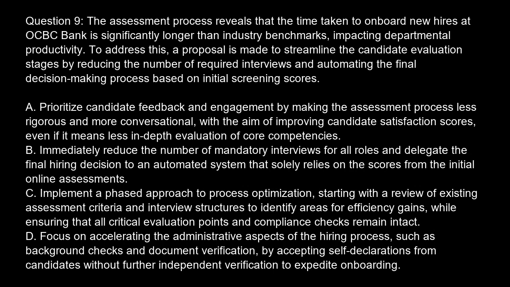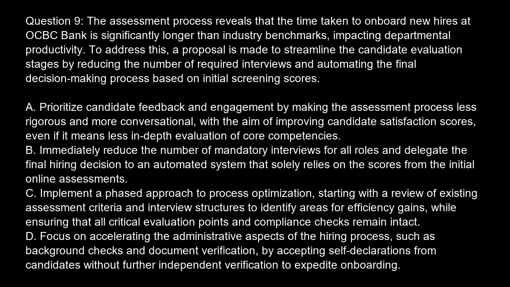Question 9. The assessment process reveals that the time taken to onboard new hires at OCBC is significantly longer than industry benchmarks, impacting departmental productivity. To address this, a proposal is made to streamline the candidate evaluation stages by reducing the number of required interviews and automating the final decision-making process based on initial screening scores.